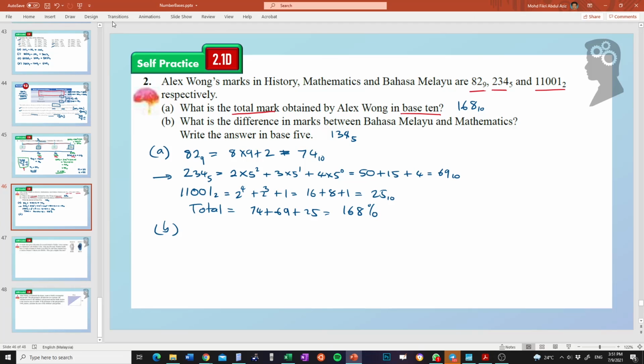Bahasa Melayu and Mathematics. Mathematics is 69.